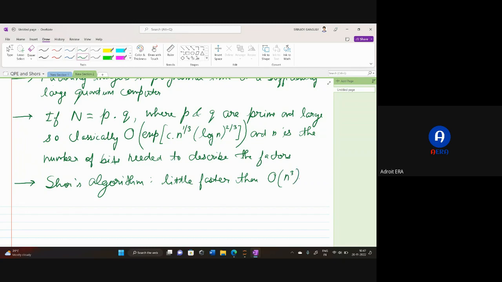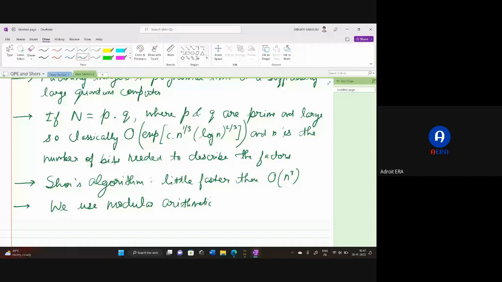That means it is definitely better, and therefore it has better factoring, only provided the quantum computer is not noisy. So we use modular arithmetic in Shor's algorithm. Okay, we are using modular arithmetic in Shor's algorithm. We are going to see that.